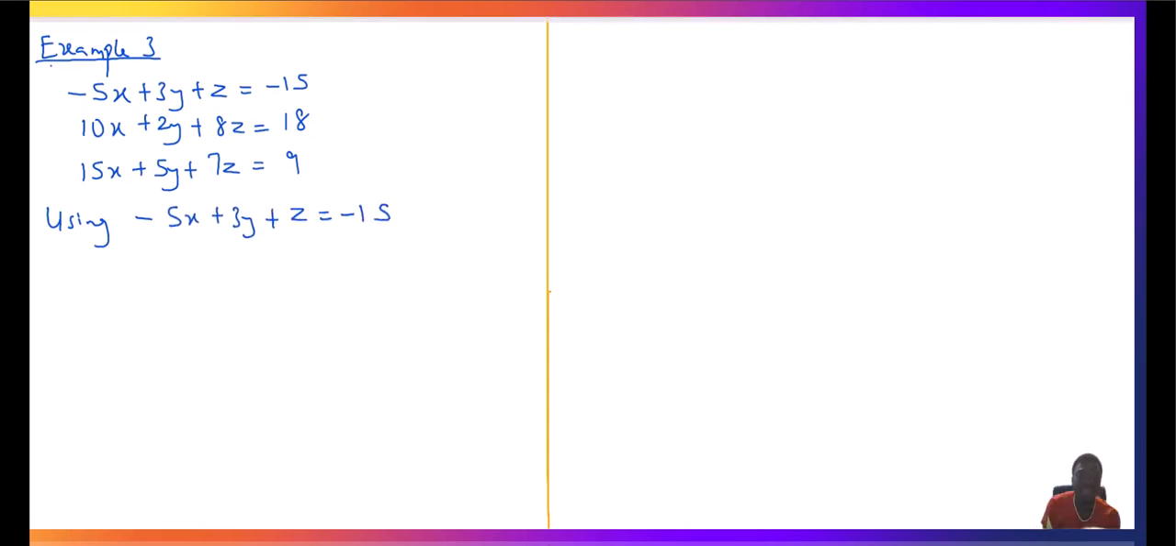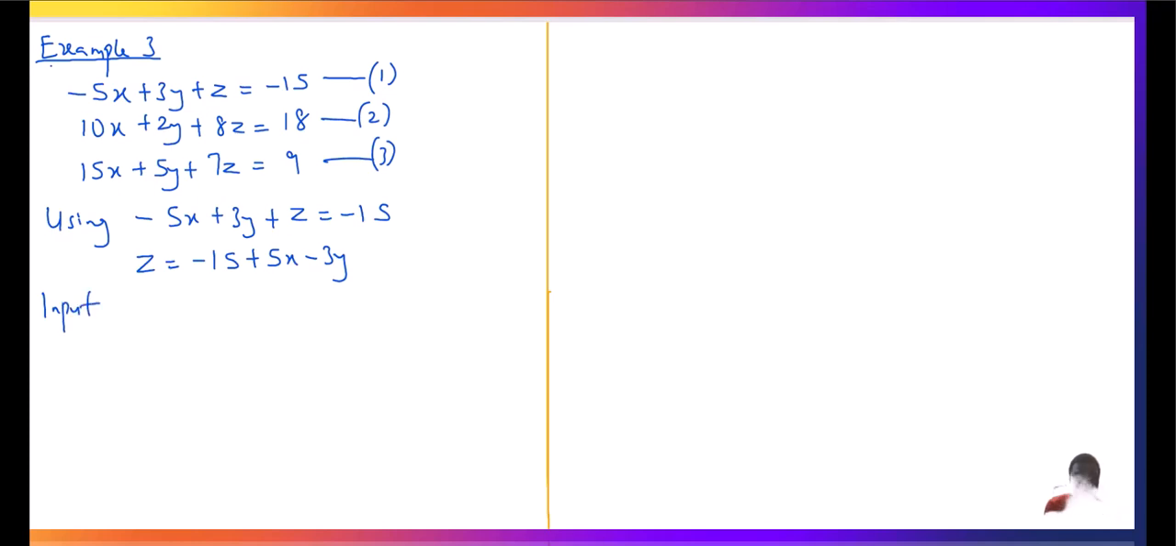Let's go back and label it first. So this is equation 1, so don't get lost, then equation 2 and equation 3. Let's get the new expression that we input into equation 2 and equation 3. So my z will be equal to -15 + 5x - 3y. So let's input it into equations 2 and 3. That's where we are heading to.